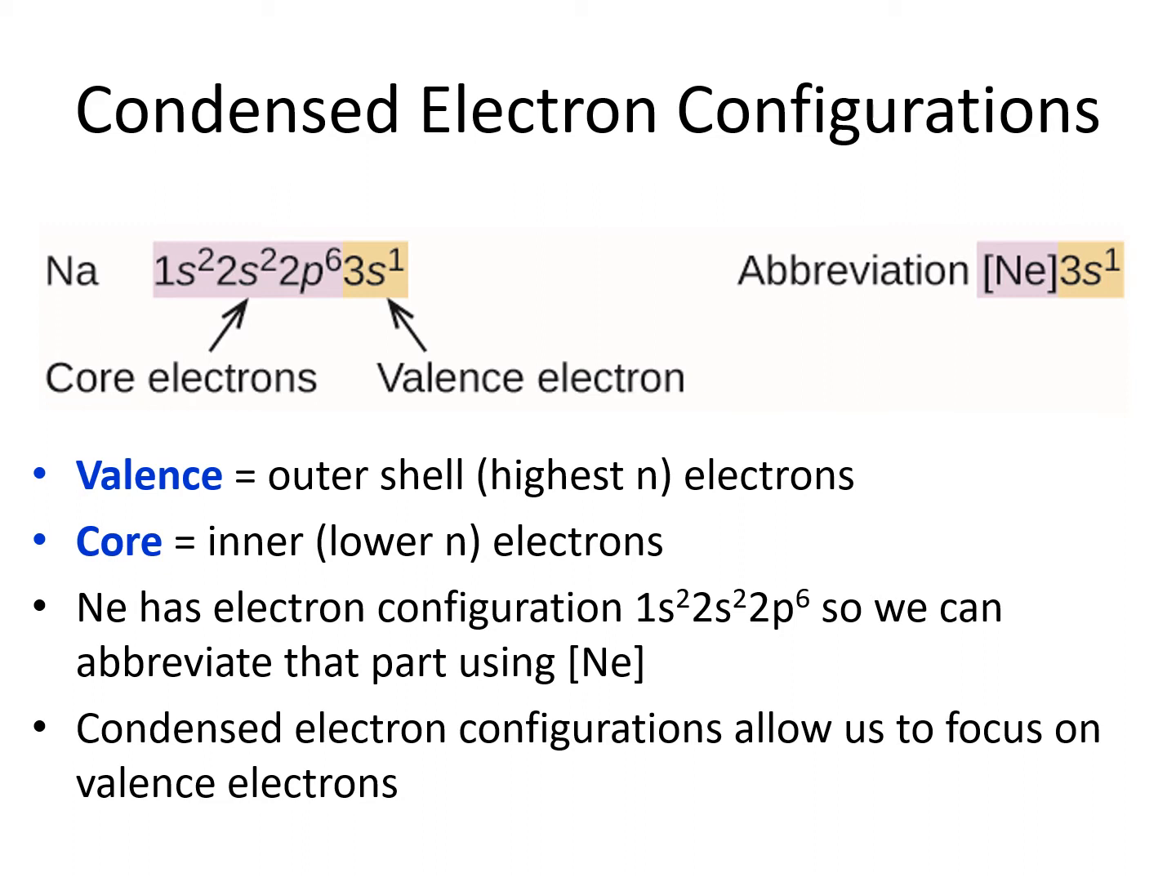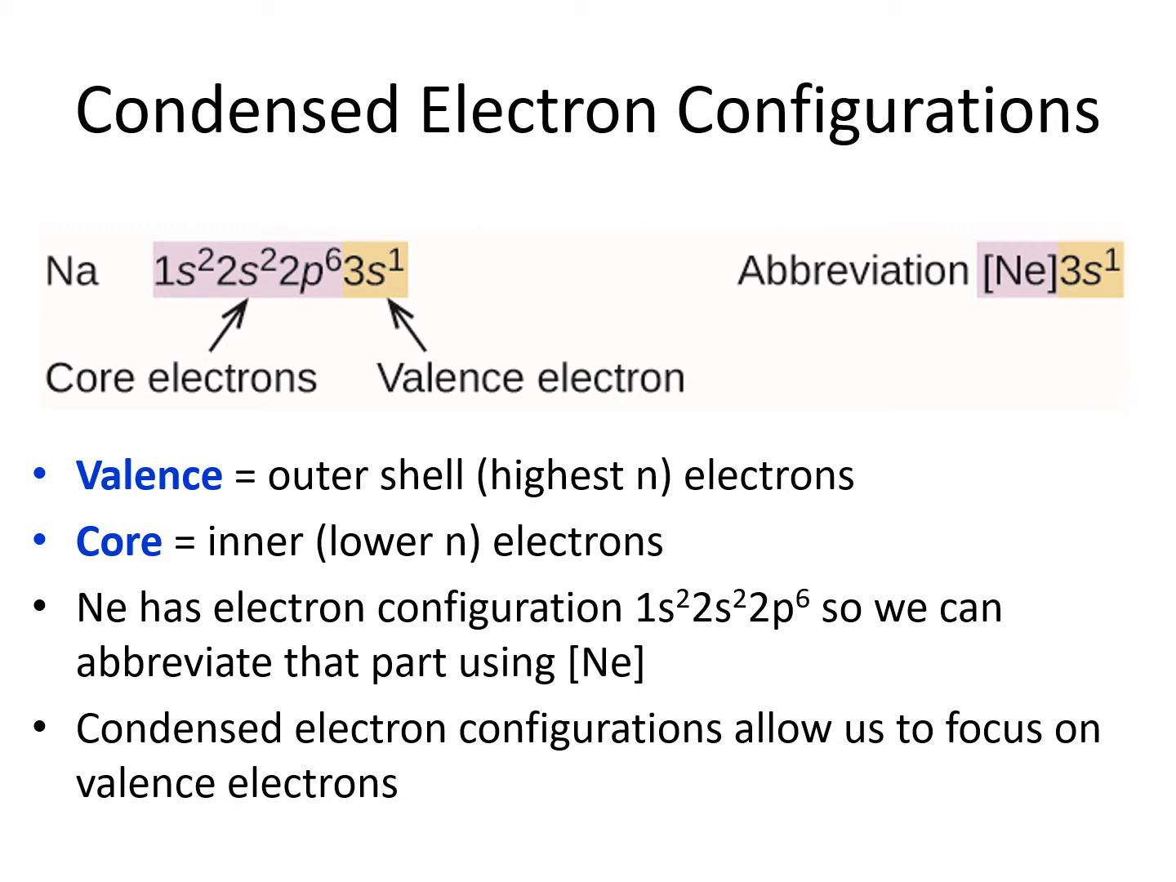The core electrons will always have the same electron configuration as the previous noble gas on the periodic table. The previous noble gas to sodium is neon, which has the electron configuration 1s2, 2s2, 2p6. Instead of writing all that out for the electron configuration of sodium, we can write neon in brackets to replace sodium's core electrons, since it's the same exact electron configuration.